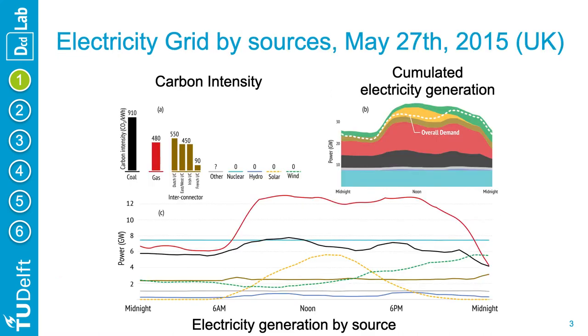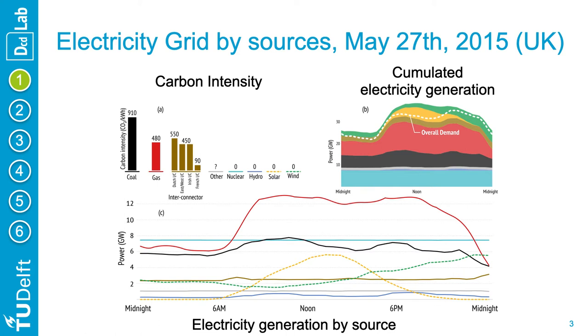A few more details about the grids. Here is one day of electricity grids data in 2015 in the UK. In the top left chart, we can see the carbon intensity of each energy source, which is how many grams of carbon dioxide is emitted to generate a kilowatt hour of electricity. It is no surprise that coal and gas come first.